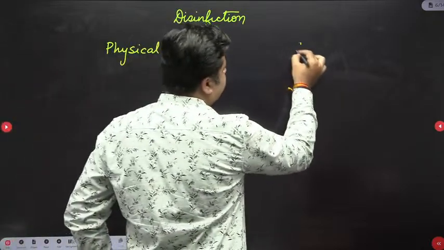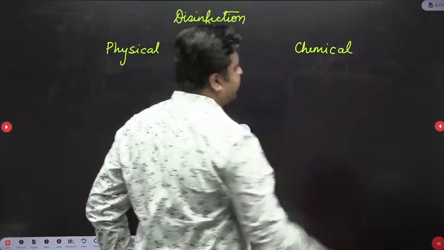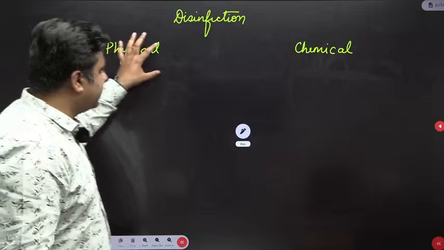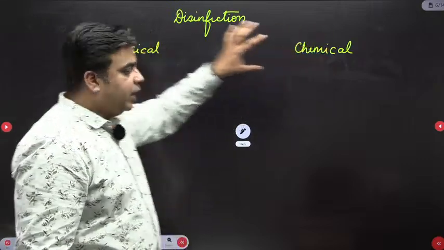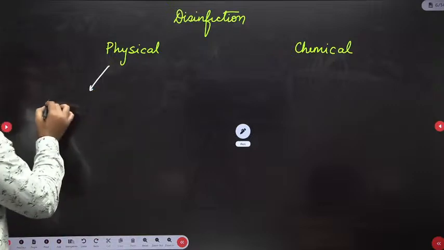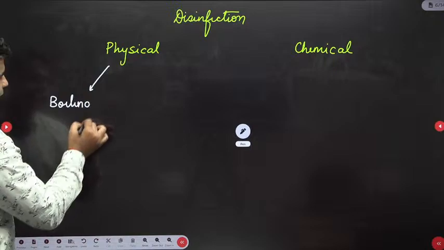And the second one is known as the chemical method. There are basically two methods for carrying out the disinfection: the physical method and the chemical method. Again, the physical method includes boiling the water. A physical method of disinfection is boiling the water.